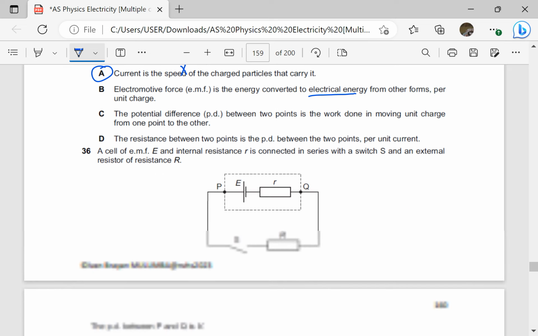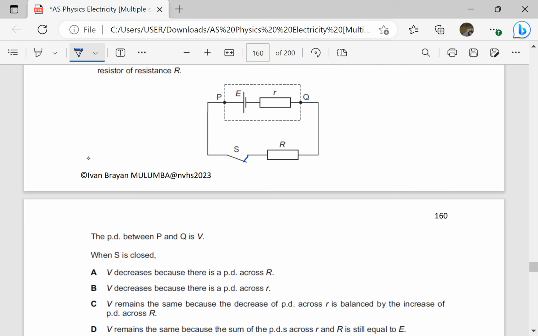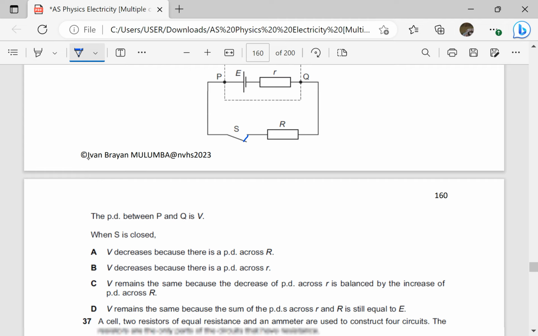A cell of EMF E and internal resistance R is connected in series with a switch S and an external resistor of resistance R. The PD between P and Q is V. When S is closed, V decreases. Yes, it is true. The PD between P and Q, that is the terminal PD, decreases. So first eliminate C and D, because they say it remains the same. But why does it decrease?